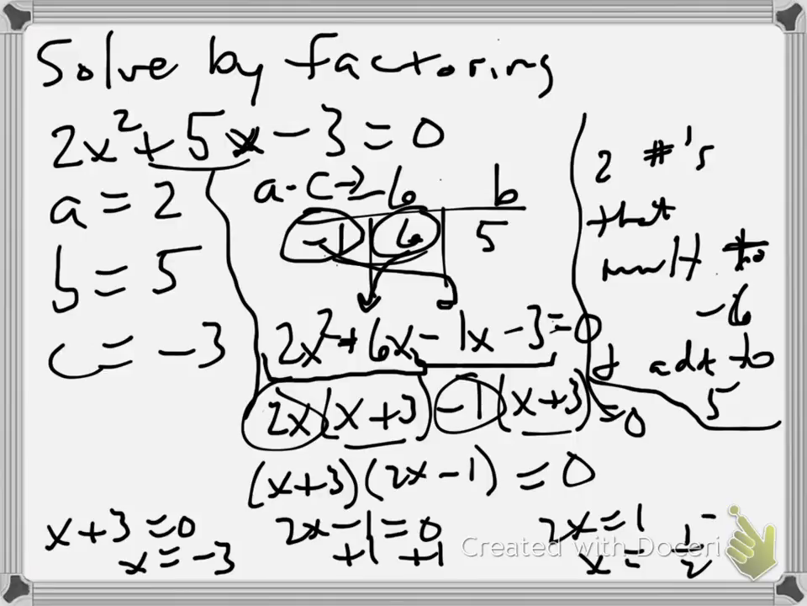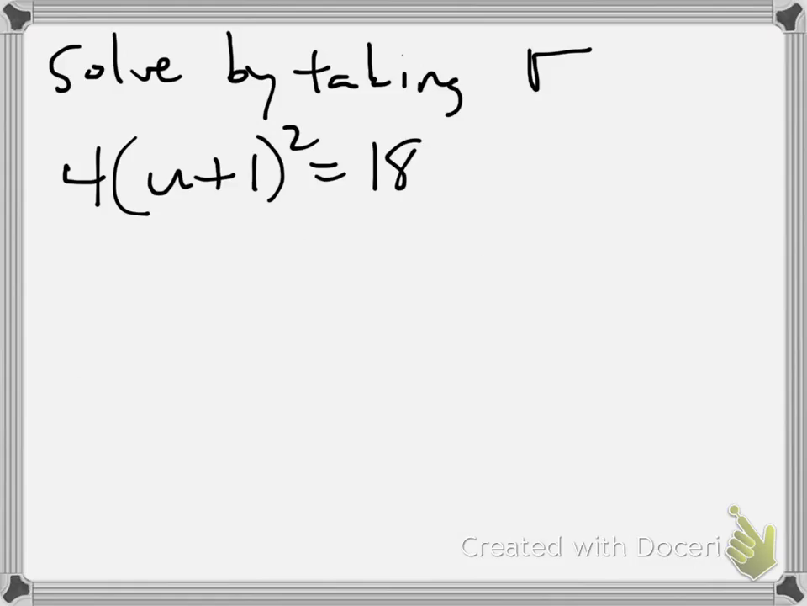X equals 1/2. Now, you should get 2 answers for all these, so I mean, that's what you should expect to get. But that's how you solve by factoring. Okay? Now, let's solve by taking the square root of both sides.